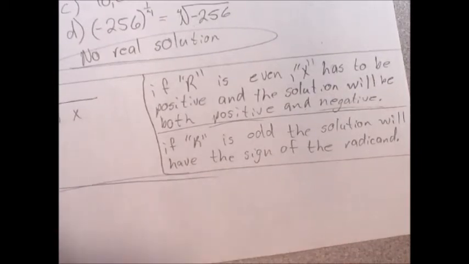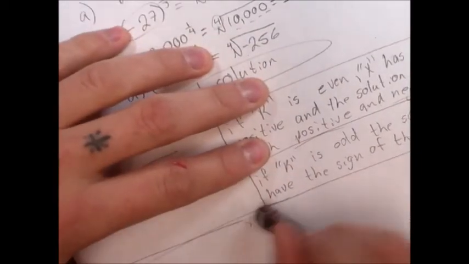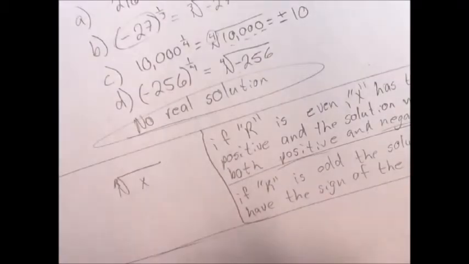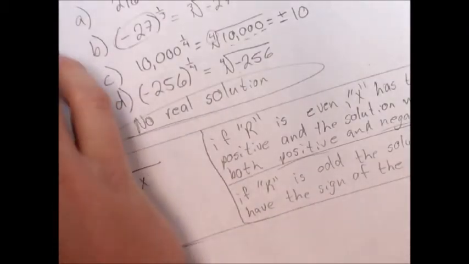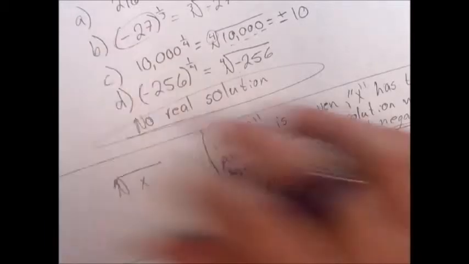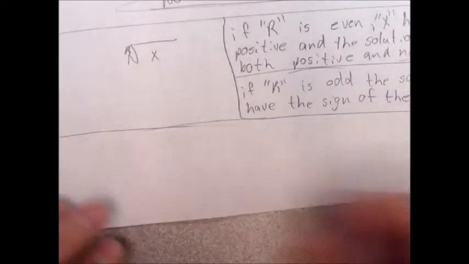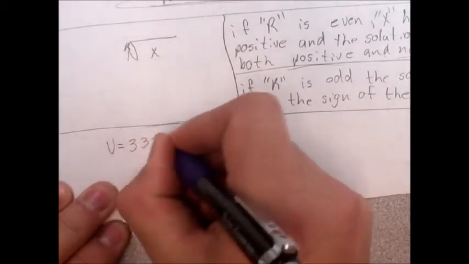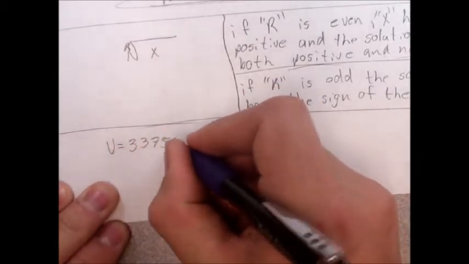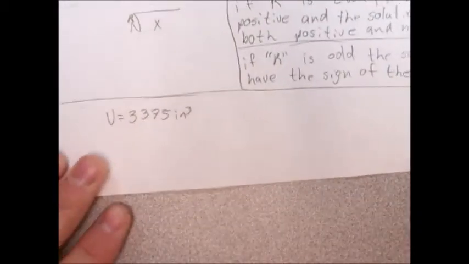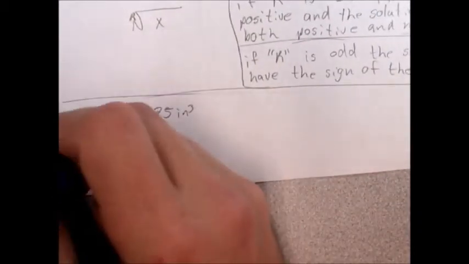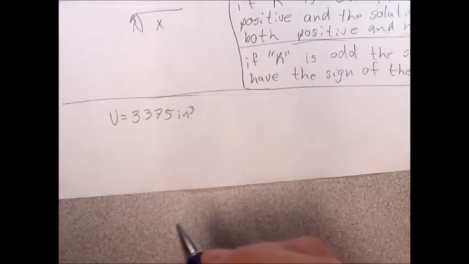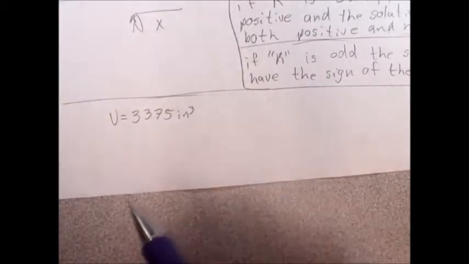On the last example, it gives a package, very nicely done right there. A gift box in the shape of a cube has a volume of 3,375 cubic inches. So next, I want to think about what the shape of this box really means.